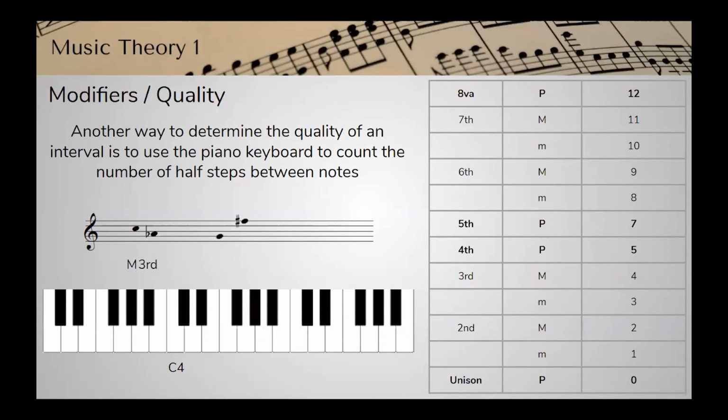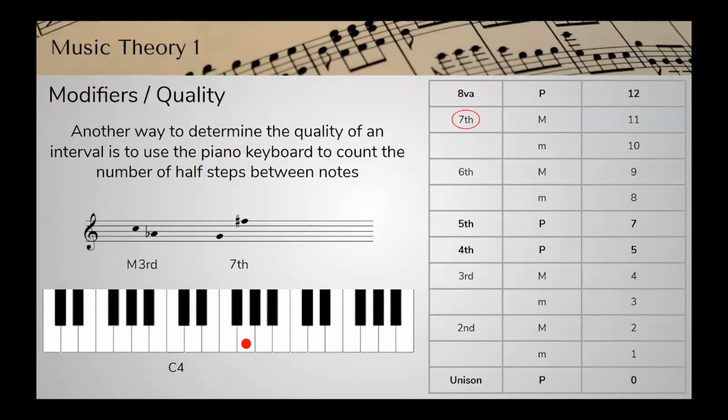So this is a G natural up to an F sharp. So that is a 7th. We know that just by looking at it on the staff. And a 7th could be either major or minor. If it has 11 half steps, it'll be major. If it has 10 half steps, it'll be minor.